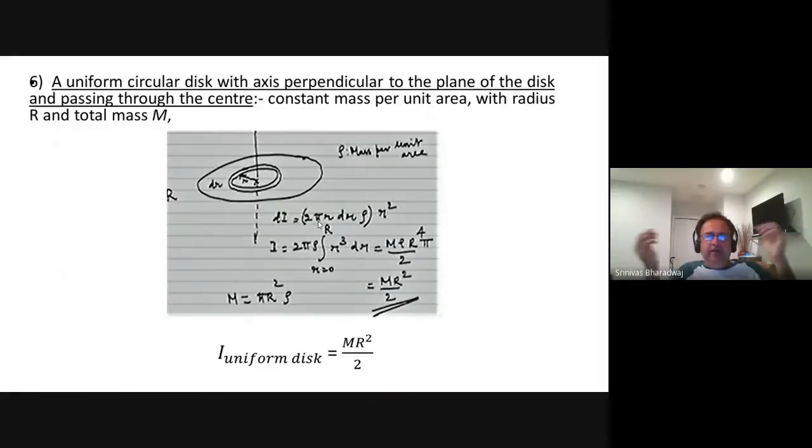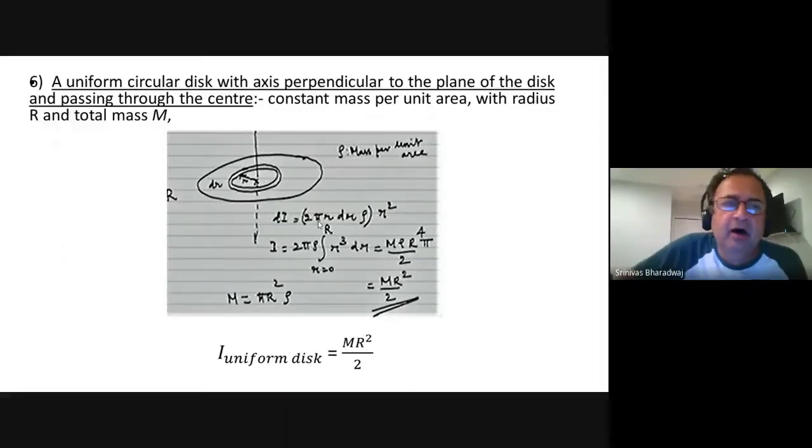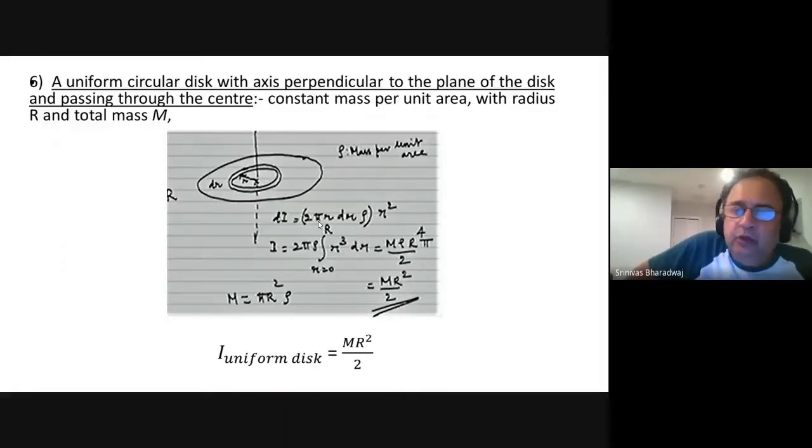You do the integral, I is equal to integral of dI. Then you end up with r cubed dr, which will give you r to the power of 4 by 4. The 4 and the 2 get cancelled. Therefore, you have m rho r to the power of 4 by 2. But pi r square rho is m. Therefore, you have m r square by 2. Learn how to solve these problems.